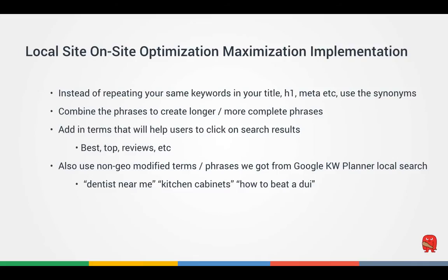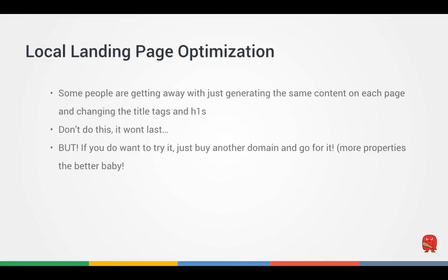So basically, yeah, you're going to want to use non-geo-modified terms, the stuff that we found from that Google Keyword Planner local search, when we found out exactly what people are searching for in our area. So, local landing page optimization. These are those landing pages that you have on your site that you created for all the different cities.